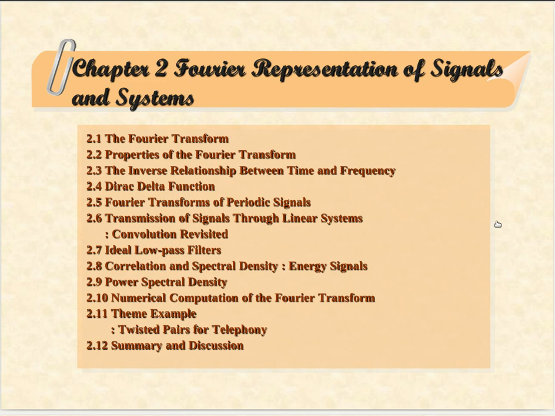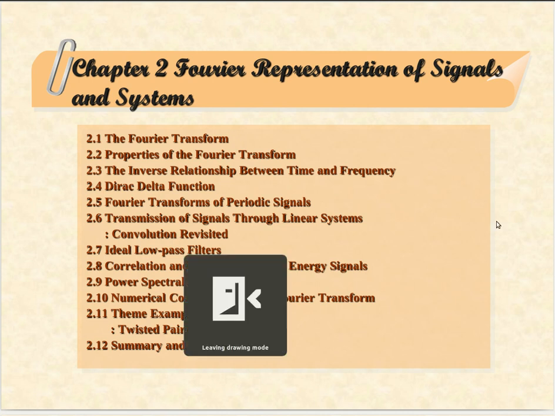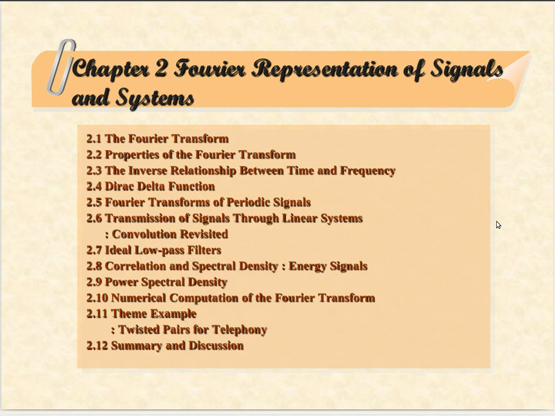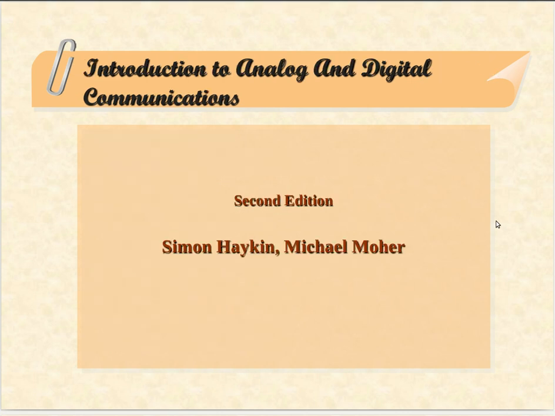Good morning, everybody. This is the second lecture of the Communication System course. Today we will speak about the Fourier representation of the signals and the systems. This is chapter 2 in the book that I use for this course. The book is Introduction to Analog and Digital Communication.